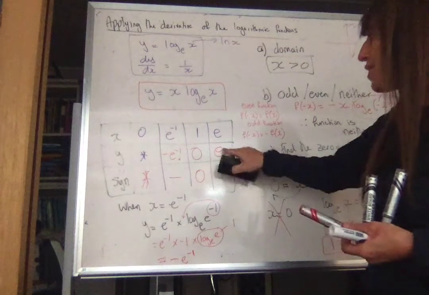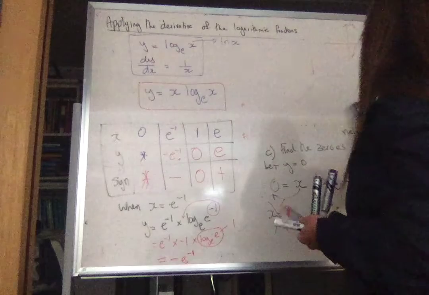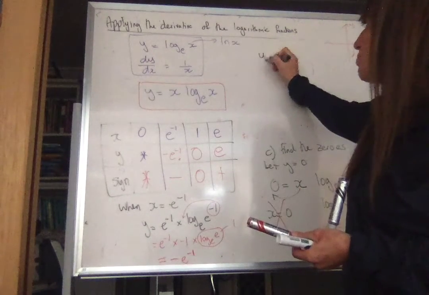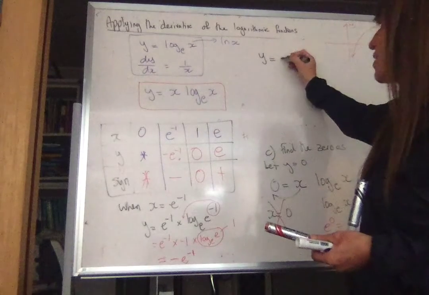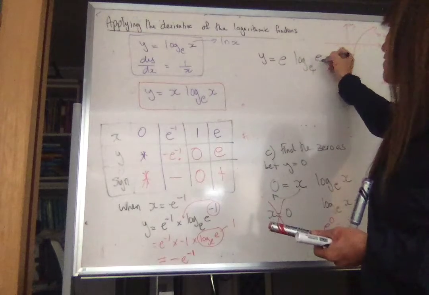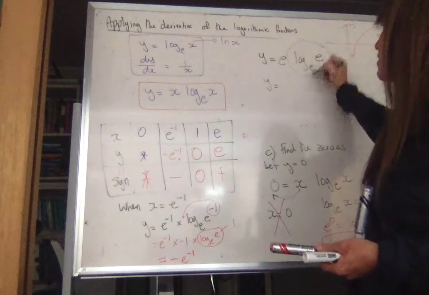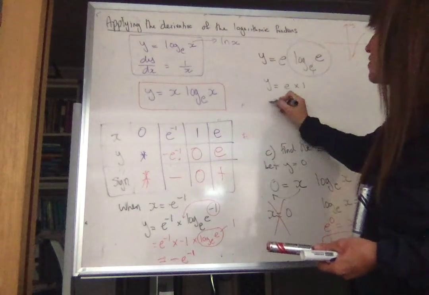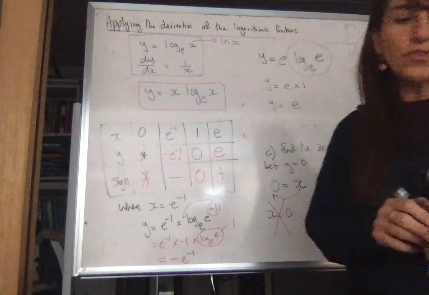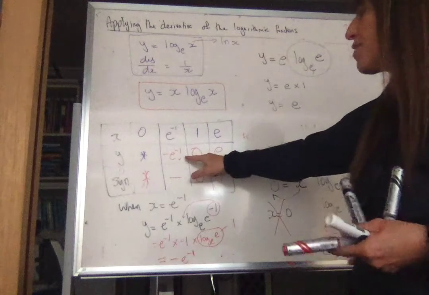And that's how I end up with that value. How do I end up with this other value here? Let's have a look. Substitute back into the original, e log base e of x, where x is e. Remember, log base e of e equals 1. So that's e times 1, therefore y equals e. And that's how I end up with that second e. We wanted to make sure that you understand how we end up with the y values.